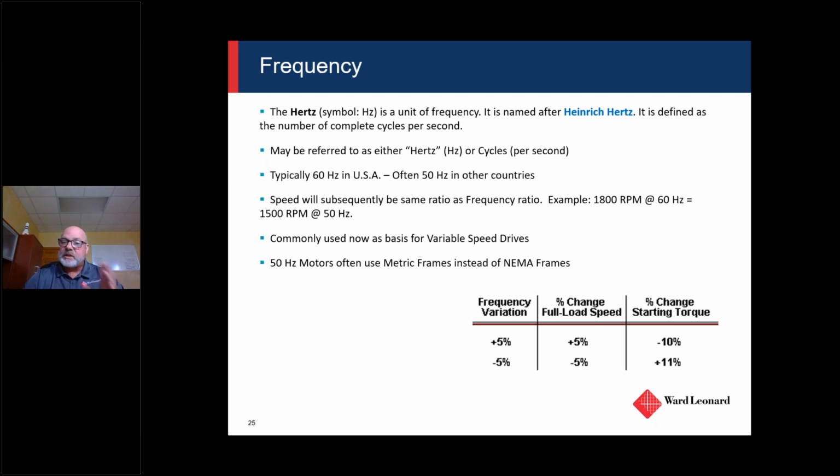We need to understand that if we're either testing your motor, repairing your motor, or whatever. Again, that's why it's important to have them on the nameplate. But you'll see in this example that an 1800 RPM motor operating at 60 hertz, if you had 50 hertz, it would run slower, right? So it does have an effect.